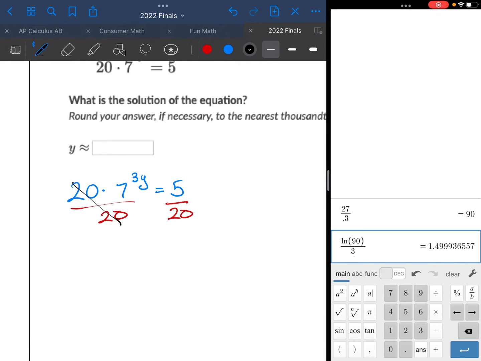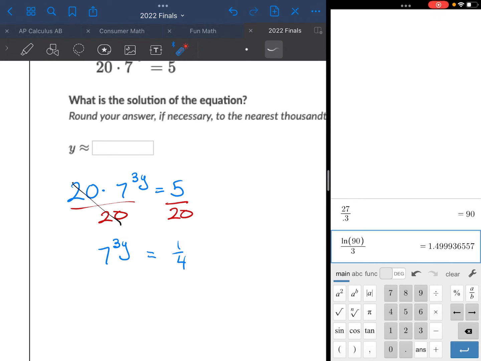The 20 and 20 do cancel each other out, leaving you with just 7 to the power of 3y is equal to 5 over 20, which you can leave as 5 over 20, or you can simplify it to 1/4. Or if you want to do decimals, you can say 0.25. It's your choice. Whatever floats your boat or sinks your sub.